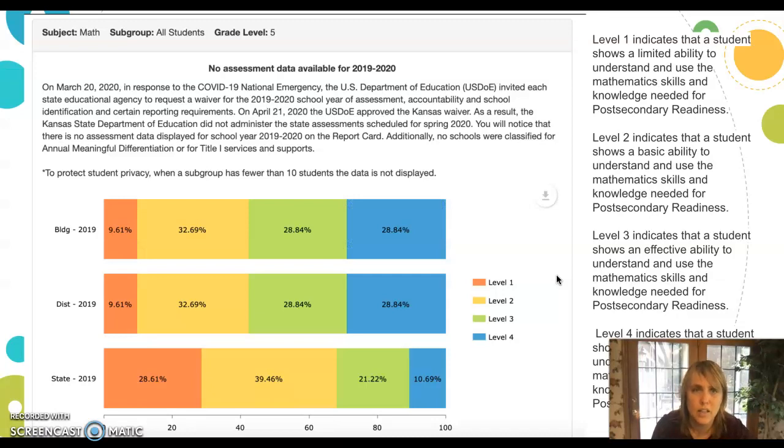So when I looked on the KSDE website, I found this math information. You can look at this, this is our elementary school. I believe this is 5th grade. And you can see the different levels. Level 1 indicates a student shows limited ability to understand, all the way up to level 4, a student who shows an excellent ability to understand. And that shows you where our students are scoring on those math assessments.